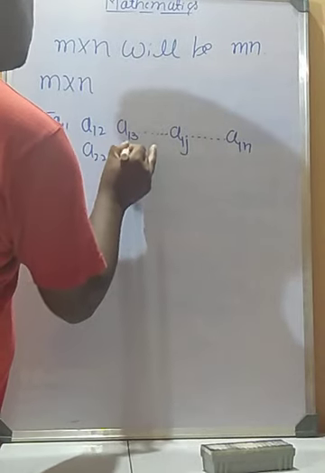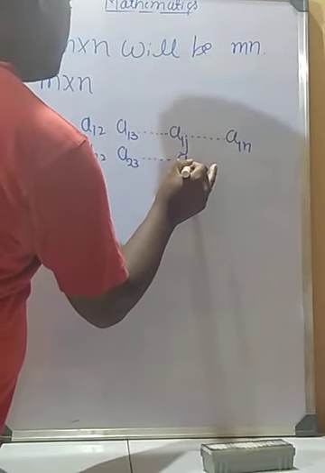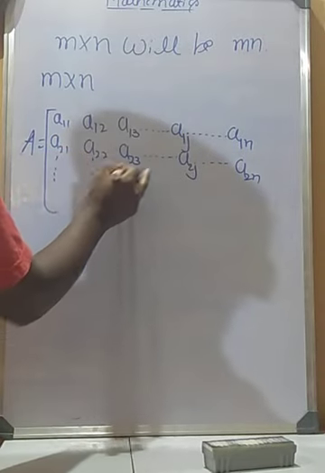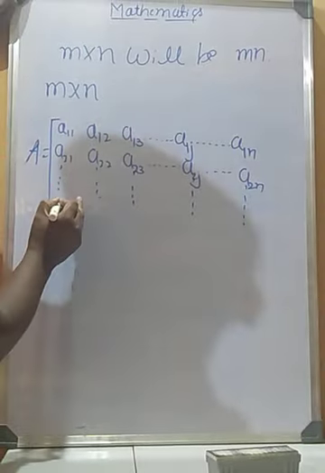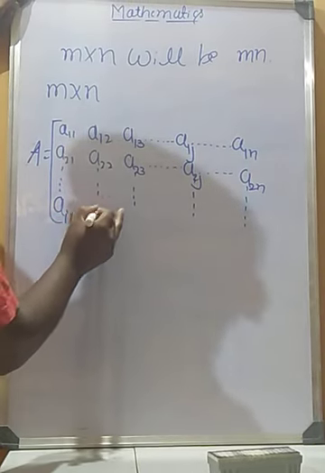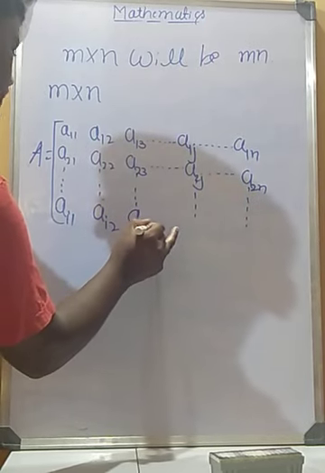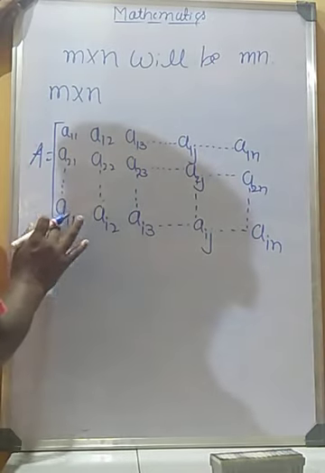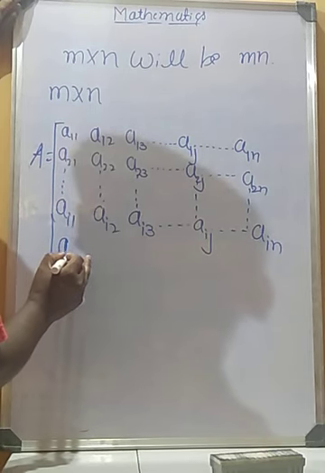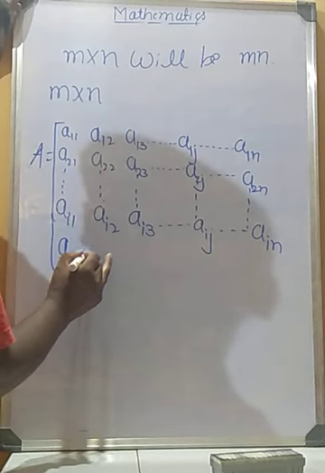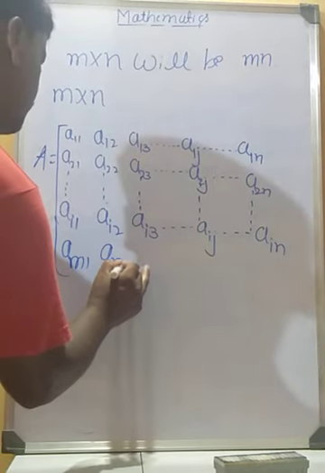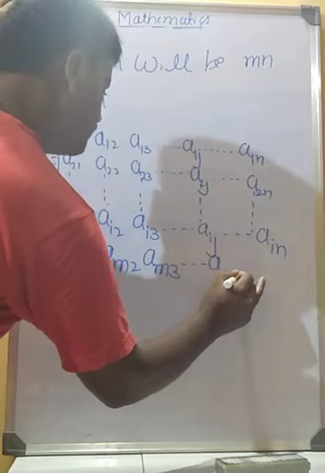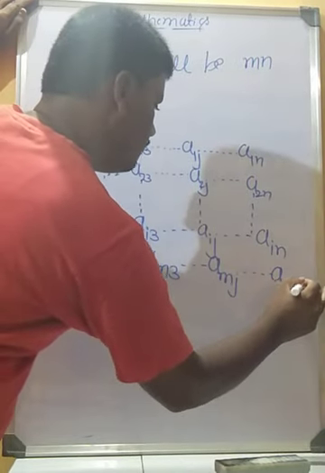A21, A22, A23, etc., A2j, etc., A2n, and so on, Ai1, Ai2, Ai3, etc., Aij, etc., Ain, and finally Am1, Am2, Am3, etc., Amj, etc., Amn.